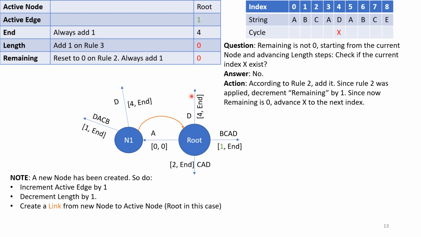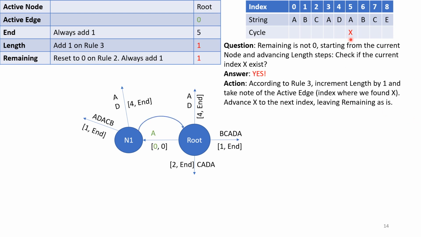So here it is. We added D, and nothing else that we can do here. We decrement remaining, so now it's 0, therefore we cannot ask anymore, so we'll move on to the next step. Remaining will increase, moving our index one more step.